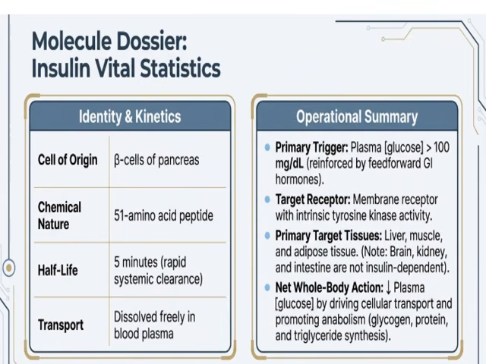Then finally, let's look at the vital statistics. Insulin is produced by the beta cell as a 51 amino acid peptide, and it has a short half-life of about 5 minutes, allowing for rapid systemic clearance and precise control. It dissolves freely in the plasma and targets a membrane receptor with tyrosine kinase activity. And remember, while it controls the whole body, the brain, kidney, and intestines are not insulin dependent for their glucose uptake.